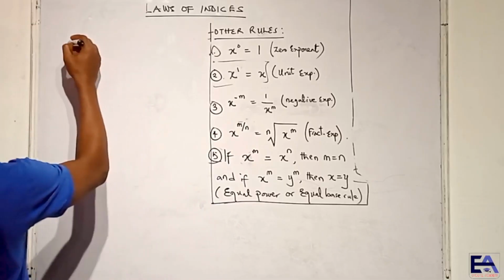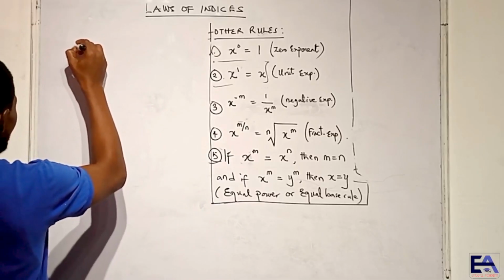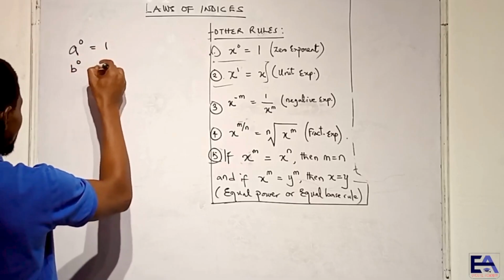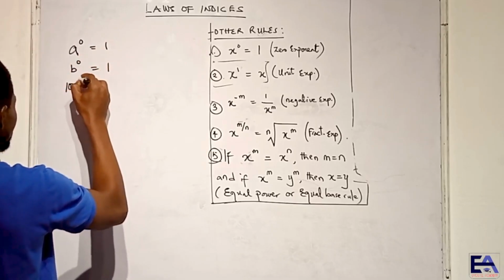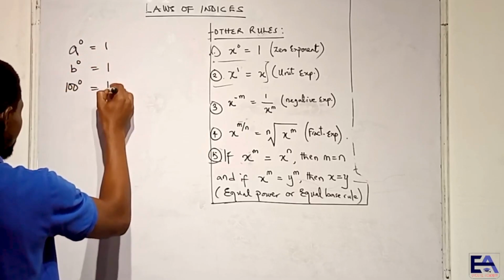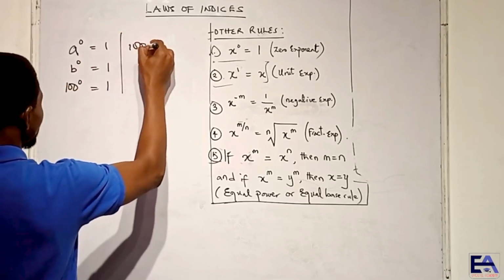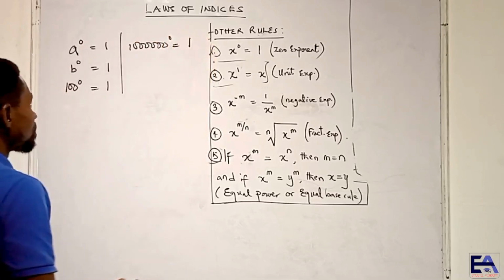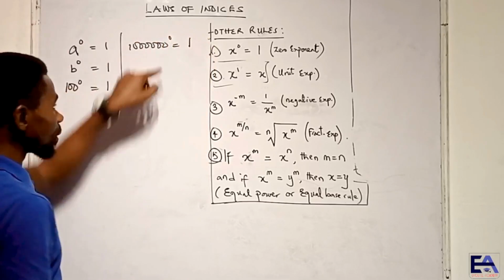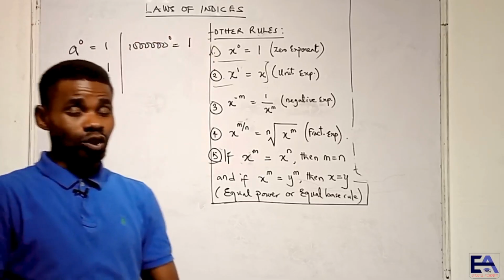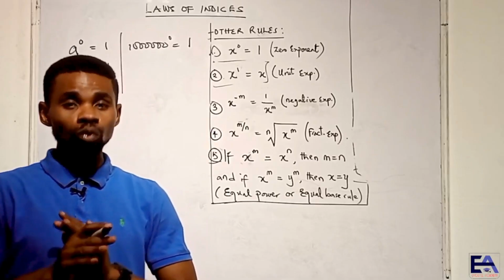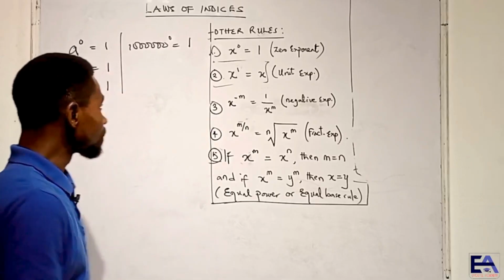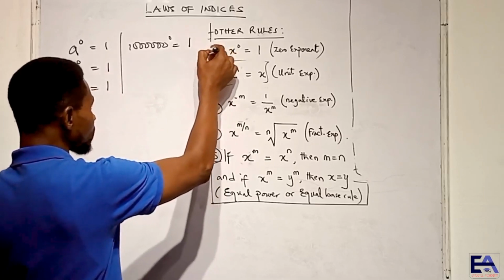Which means if I say A raised to power 0 is 1, B raised to power 0 is 1, 10 or 100 raised to power 0 is 1. If I say 1 million raised to power 0 is 1, be it a letter or a number, anything whatsoever raised to power 0 is equal to 1. Have that at the back of your mind always, okay? Now, that is for the first one, for 0 exponents.